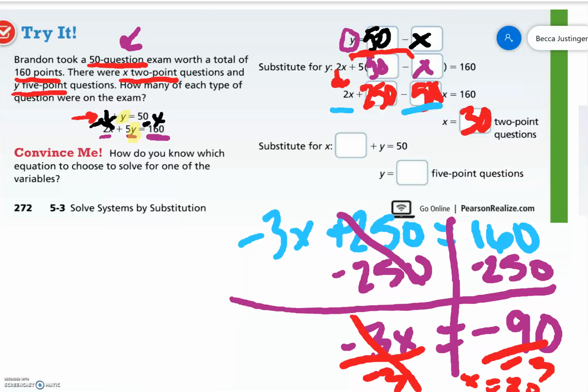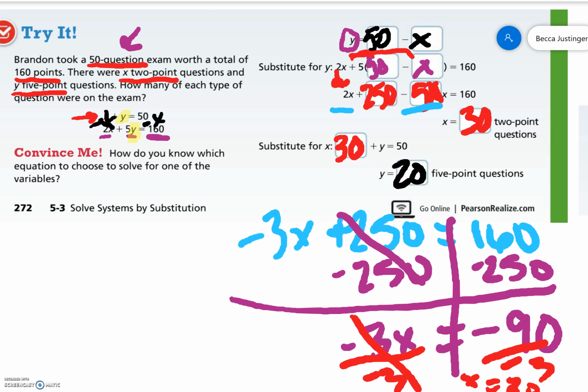So there were 30 two-point questions, but that's not the end of the question. They want to know how many of each type. So now going back to that first equation, x plus y equals 50. Instead of x, we can put 30. And now 30 plus y equals 50. That means y must equal 20.